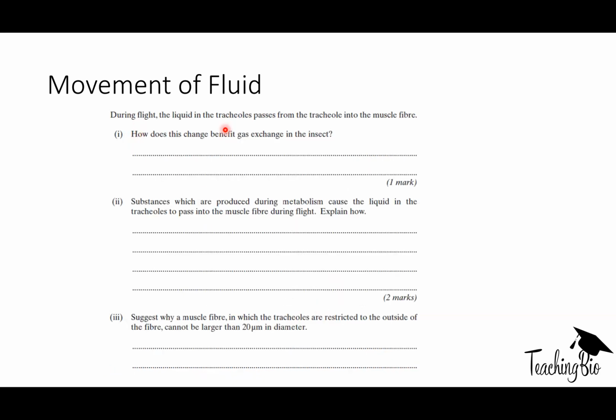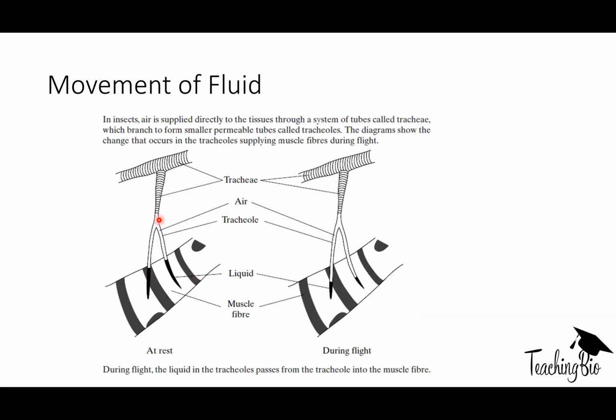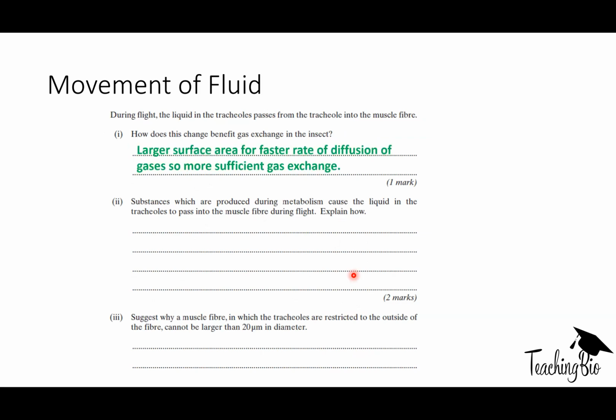So here were the questions that were asked. So how does this change benefit gas exchange in the insect? By having the fluid move towards the muscle, this will increase the surface area. Okay, so if we think about it, this is the amount of surface area for exchange. If that fluid decreases, there's more surface area for exchange now. So larger surface area meaning faster rate of diffusion, so there's more gas exchange.